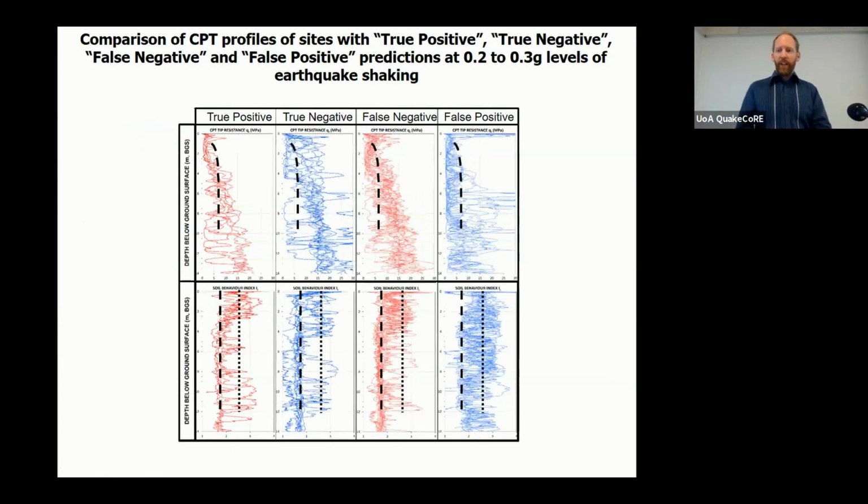So if we now bring these together for a certain band of shaking, where we bring the true positives, true negatives, false negatives and false positives together at one particular shaking intensity, a band from 0.2 G to 0.3 G, we can see how these soil profiles compare side by side. The red ones are where liquefaction has occurred, the blue ones are where liquefaction didn't occur, and the true ones are where there's a correct prediction, the two on the left, and the two on the right, where there's a false prediction. We can very quickly see now in contrast how these different soil profiles compare.